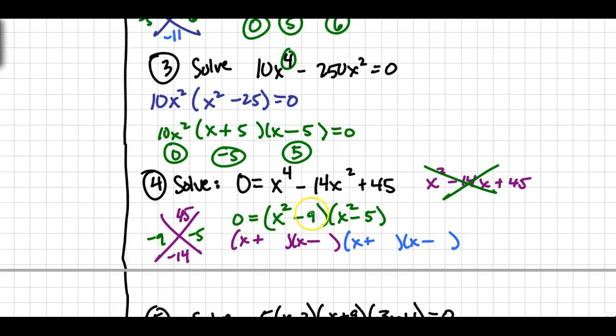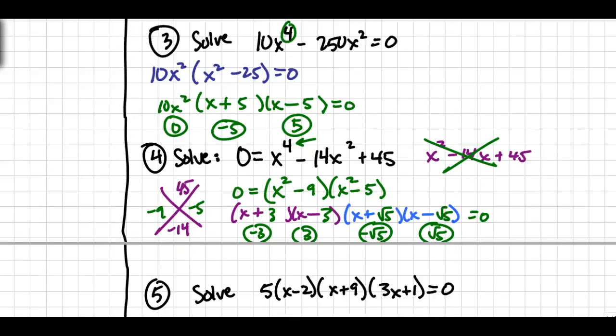Now in the first set of parentheses I need the square root of the number, so that's going to be 3 and 3. On the second set of parentheses I don't know the square root of 5, so I just leave it as square root of 5 in both cases. Now I set each factor equal to 0. Basically I'm just going to take the opposite of each. So I get negative 3, positive 3, negative square root of 5, and positive square root of 5. So there's my 4 zeros, and I would expect to have 4 because the degree is 4.